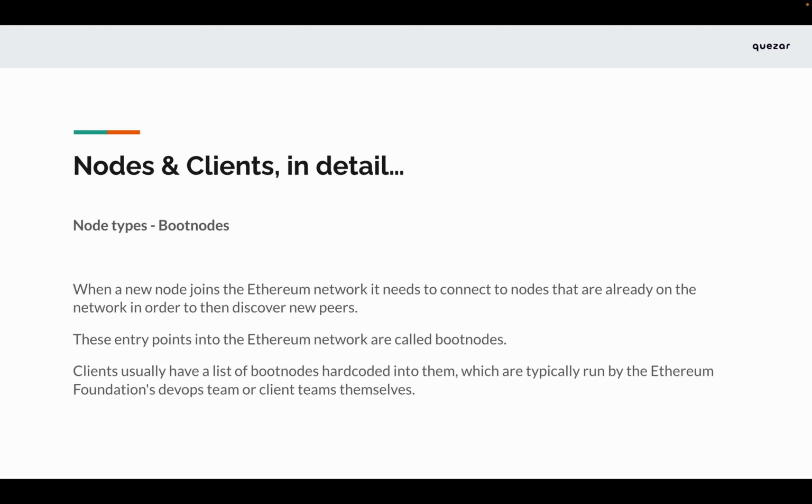There's one other type of node called a boot node. Whenever a new node joins the Ethereum network, it needs to connect to nodes that are already on the network in order to discover new peers. These entry points are called boot nodes. A list of boot nodes is already hard coded into the client, and these boot nodes are typically run by the Ethereum Foundation's DevOps team or the client's team themselves.